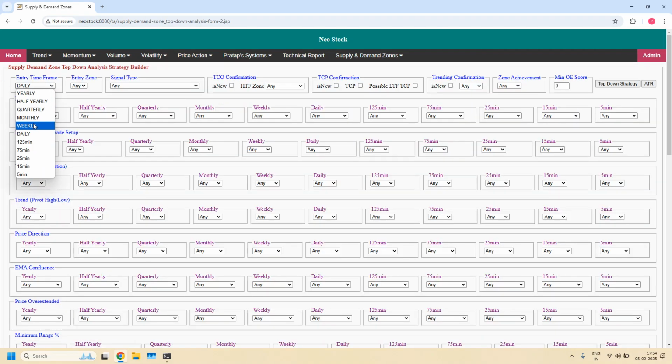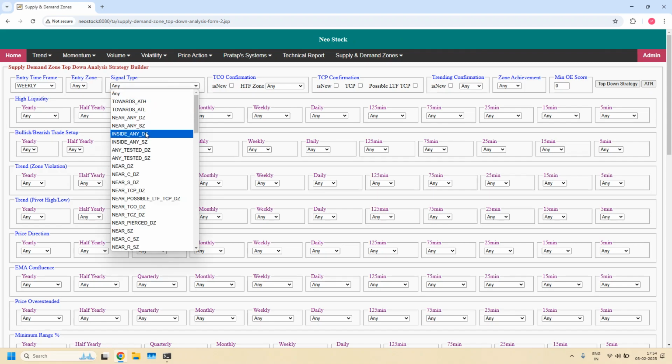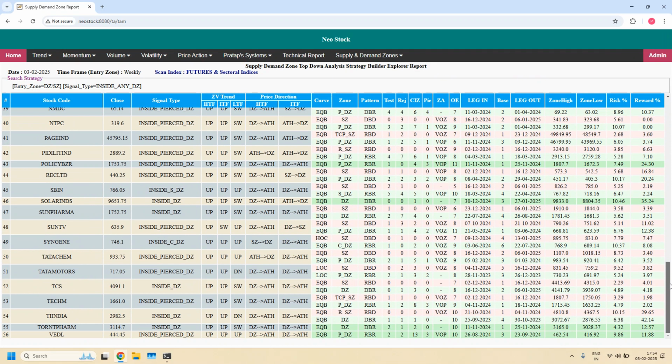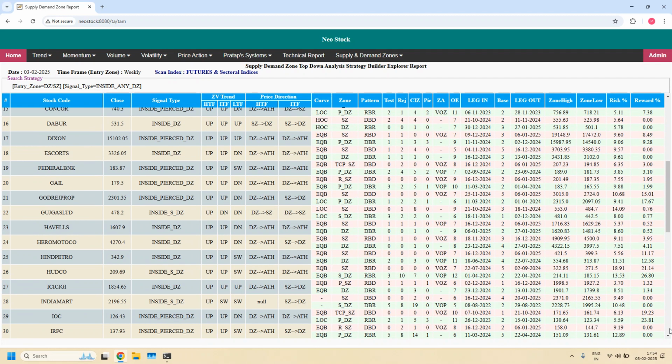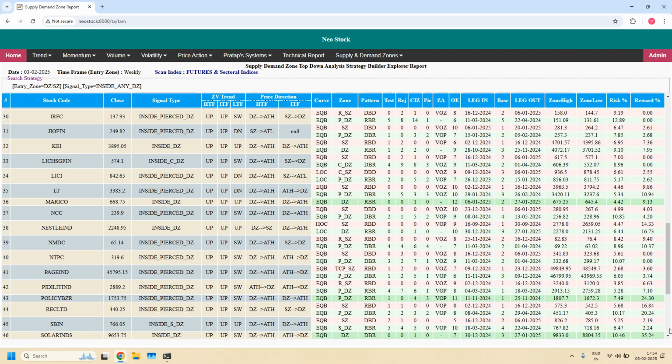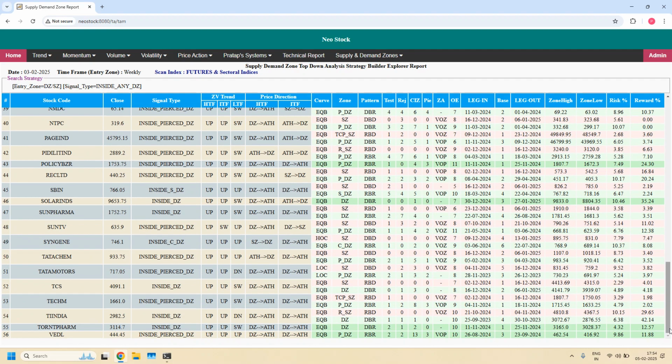weekly time frame, price closed inside the weekly demand zone. We got 56 stocks. So first 15 stocks in the list. I'm scrolling the list down quickly. Let me scroll down and then filter with EMA Confluence. So total 56 stocks.